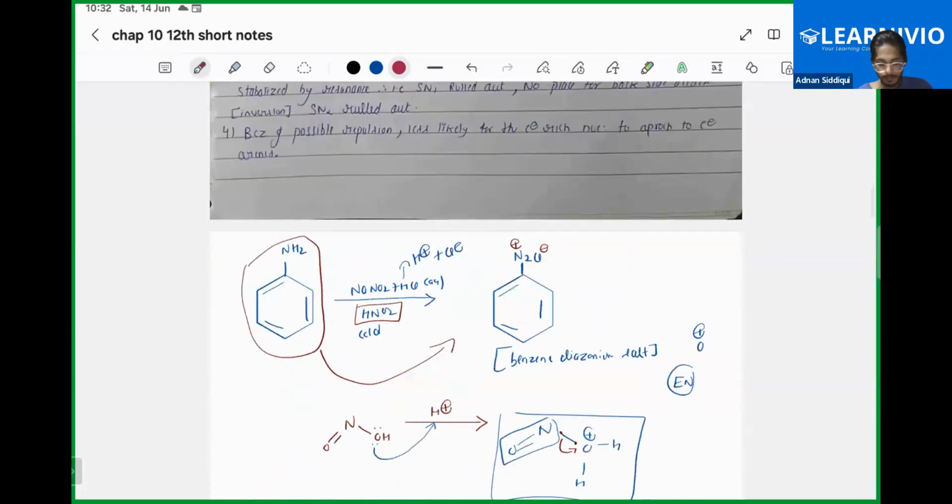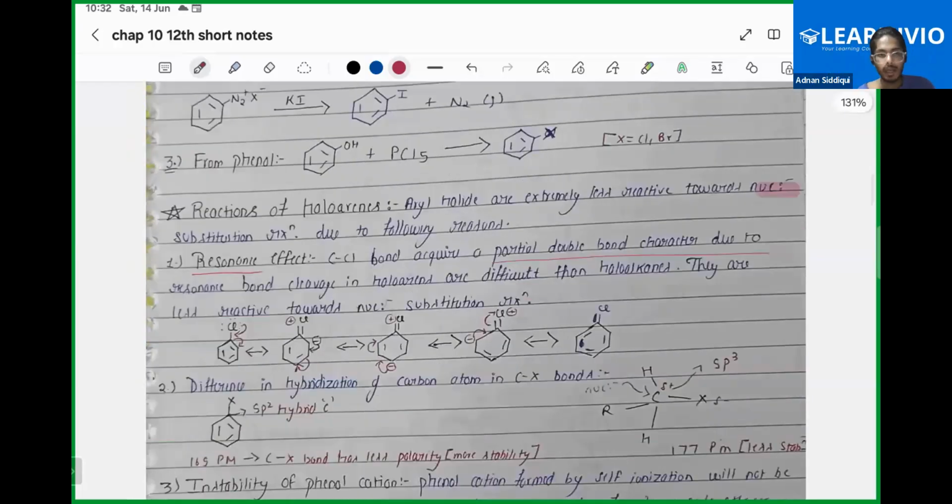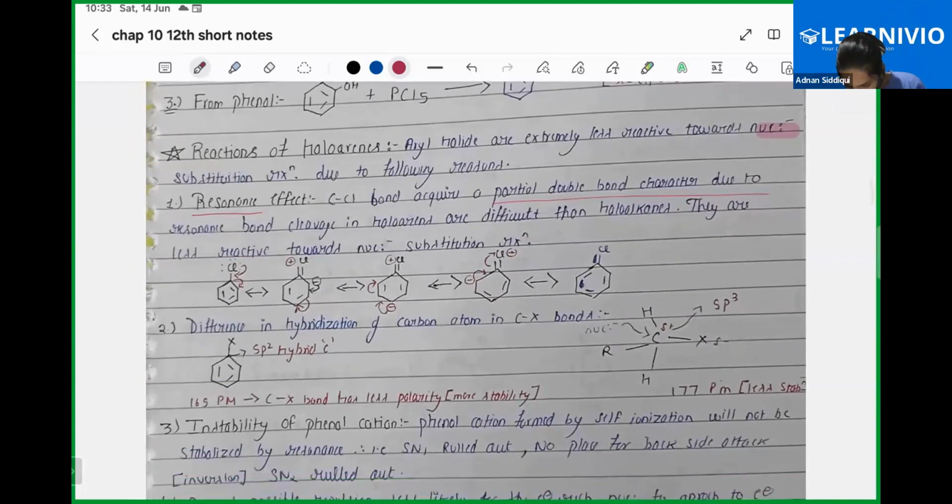Similarly, three methods were to prepare haloarenes. Now we will talk about the reactions of haloarenes. You have prepared this haloarene. Now you will try to use this haloarene to prepare new compounds. So first of all, let us talk about the reactivity of haloarenes, right?